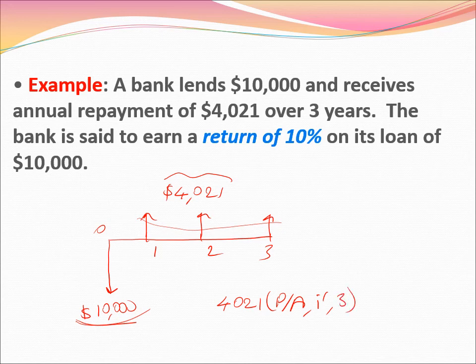For 3 years, this is the present worth of the revenues minus the present worth of expenses, which is 10,000, already at present time. We make this equal to 0 and solve this equation for this i prime. When you solve it, you will see that the interest rate that makes this equation equal to 0 is 10%. So in this case, we would say that the bank is earning a return of 10%. This is the rate of return for the bank.